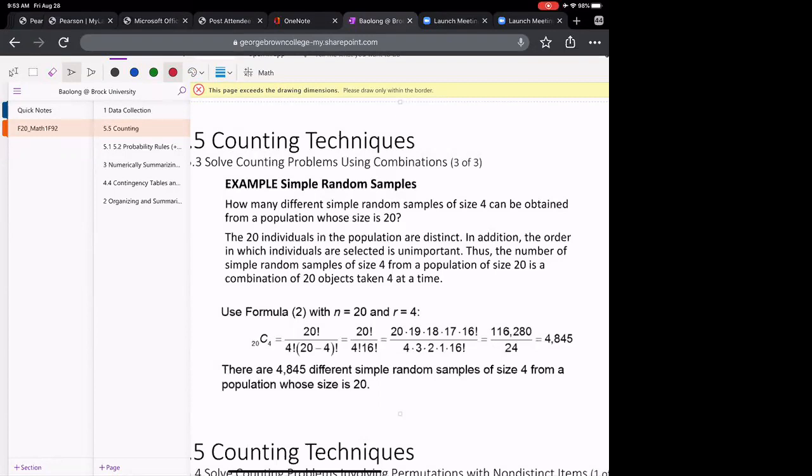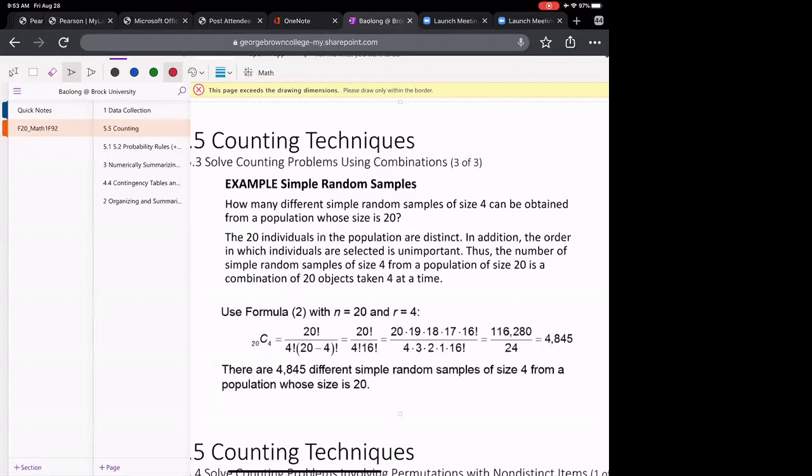And I can phrase this question differently. For example, I want to select 4 students from 20 students to attend a conference. How many different ways can I select these 4 students? The answer is 4,845. Select 4 students from 20 students.